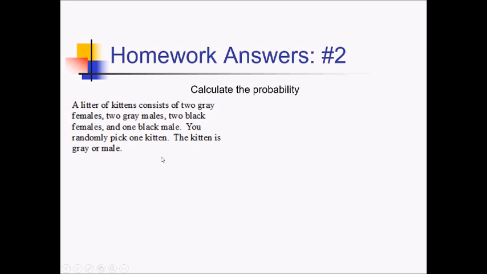All right, so since we're dealing with an or situation, we have to add some probabilities together. Now, is there any overlap between gray kittens and male kittens? Could you be both of those at the same time? Well, yes. In fact, there are 2 kittens right here, the 2 gray males, that are in both categories. So although we have to add these probabilities together, we also want to subtract the overlap so we're not double counting it.